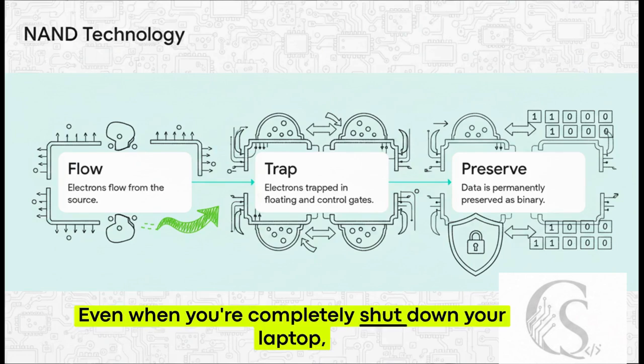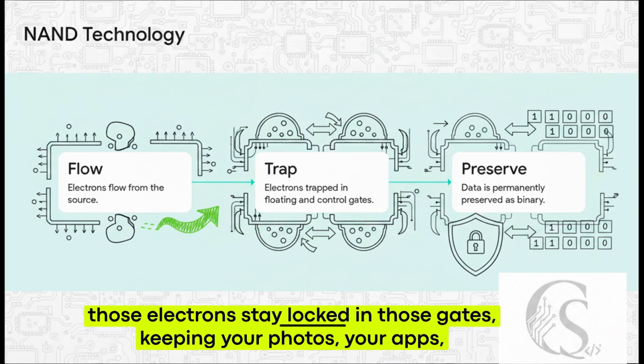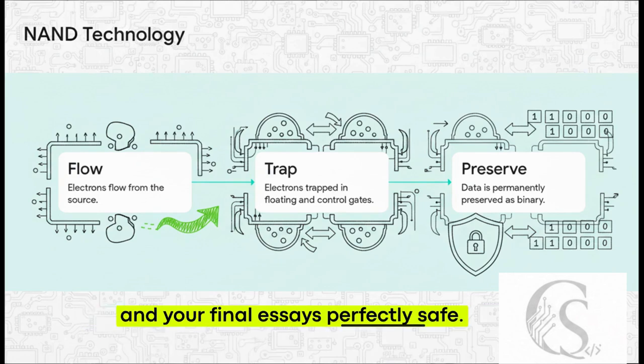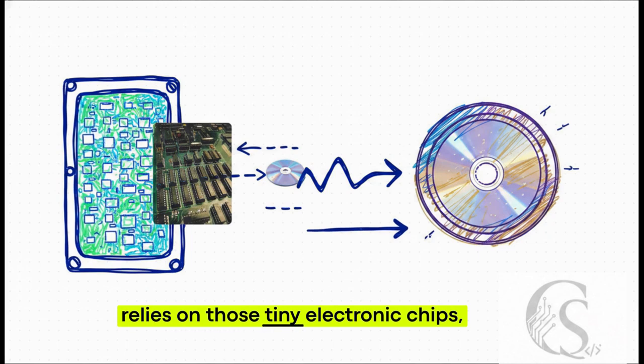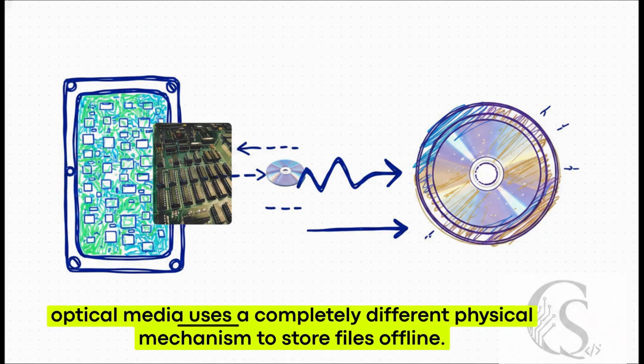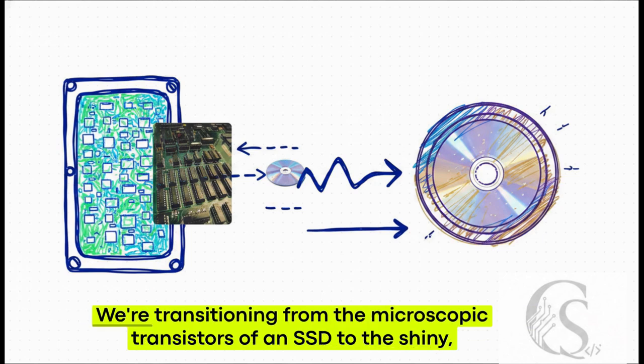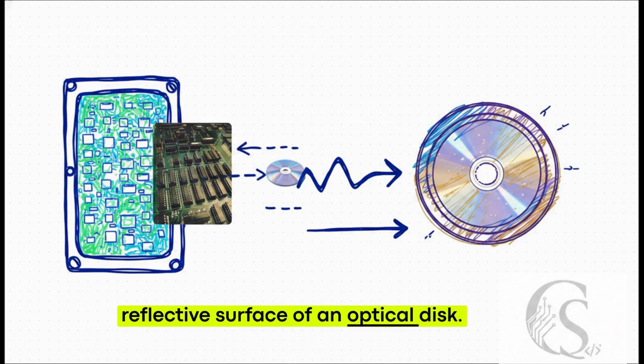Even when you've completely shut down your laptop, those electrons stay locked in those gates, keeping your photos, your apps, and your final essays perfectly safe. Now, while solid-state tech, like what's inside your everyday USB thumb drive, relies on those tiny electronic chips, optical media uses a completely different physical mechanism to store files offline. We're transitioning from the microscopic transistors of an SSD to the shiny reflective surface of an optical disc.